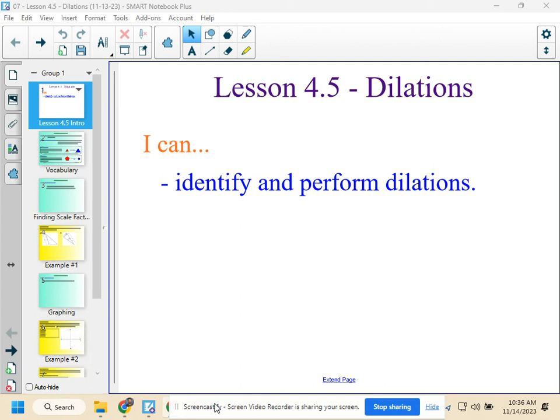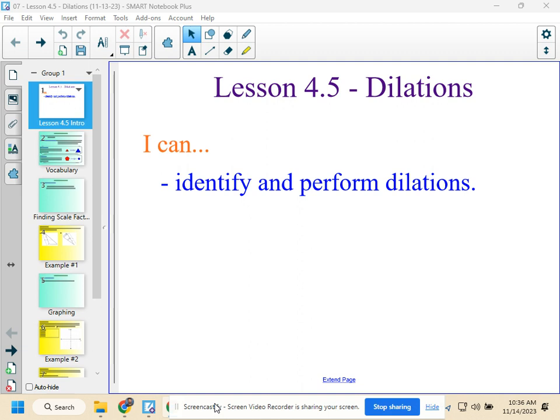All right, here we go. Welcome to lesson 4.5 geometry notes on dilations. This will be us wrapping up our chapter 4 notes. Last lesson here. Let's do it. It's straight up one goal, basically: identifying and performing dilations.